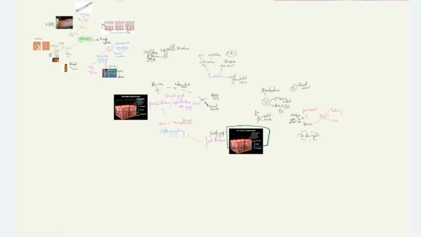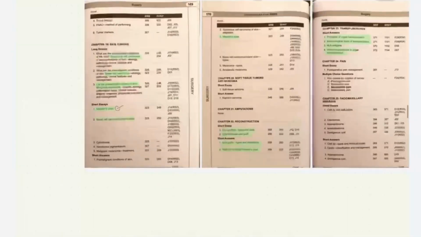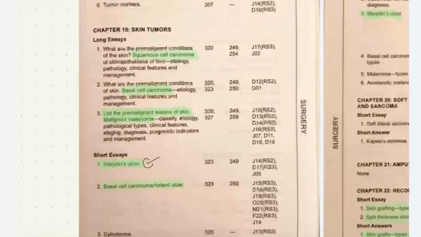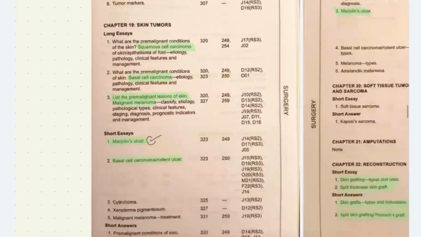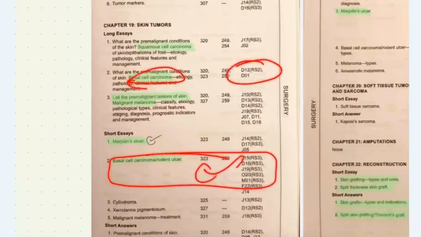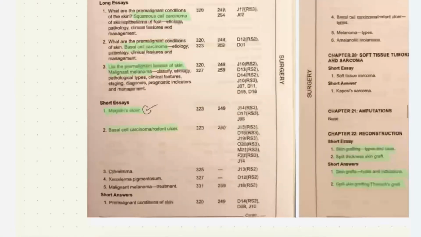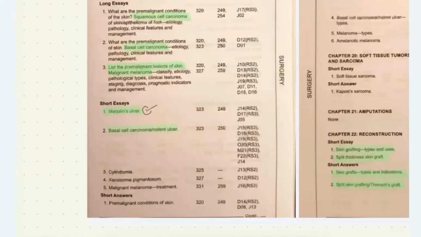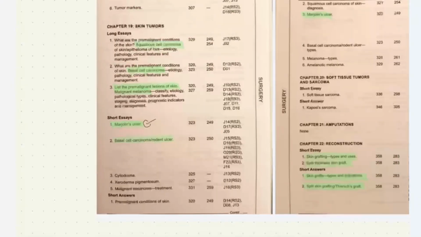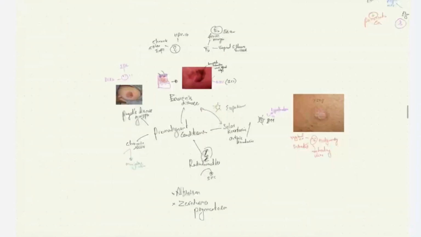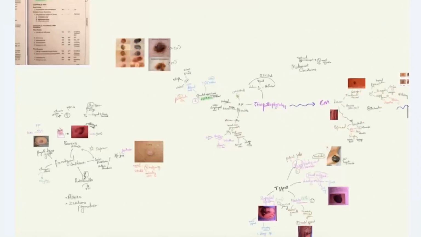What are the previously asked questions? In previous year questions, pre-malignant conditions have been asked. More commonly asked questions are malignant melanoma and basal cell carcinoma. BCC has been asked sometimes, mainly as 10 markers. Malignant melanoma has also been asked many times as 10 markers. Marjolin's ulcer we discussed under venous ulcers. So let's discuss first the pre-malignant conditions of skin, followed by malignant melanoma.